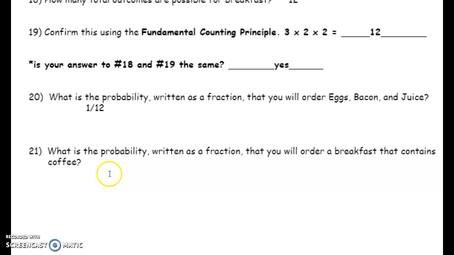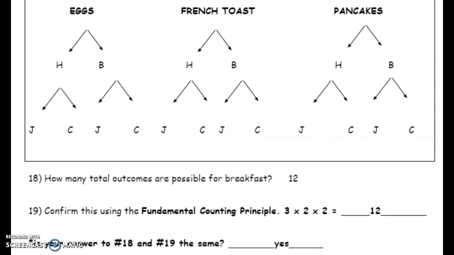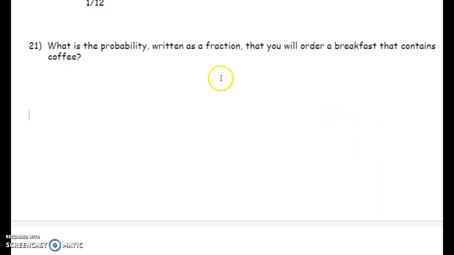Now the probability, written as a fraction, that it will order you a breakfast that contains coffee. A breakfast that contains coffee. Now, we're only specifying the drink. So let's look back up into our tree. How many give me coffee? 1, 2, 3, 4, 5, 6. So I have 6 options that give me coffee out of 12 possible outcomes.